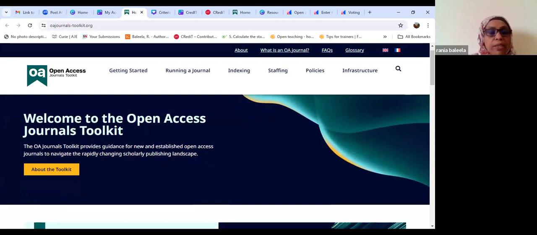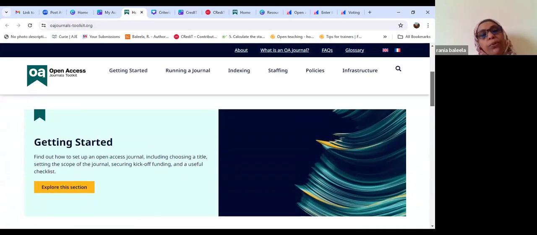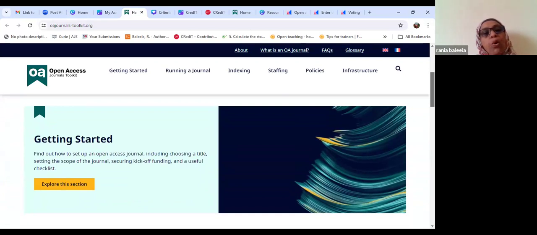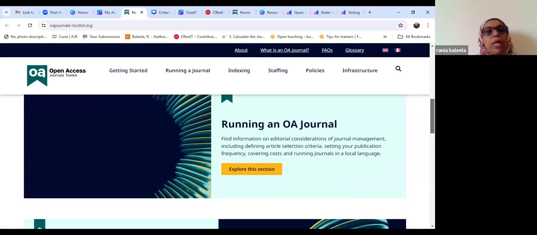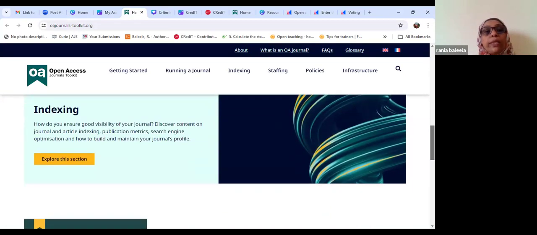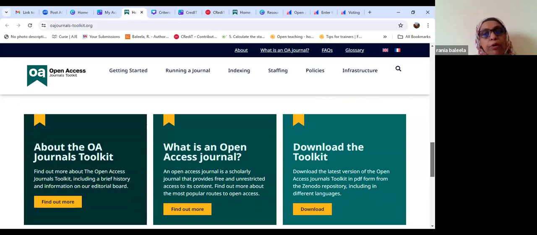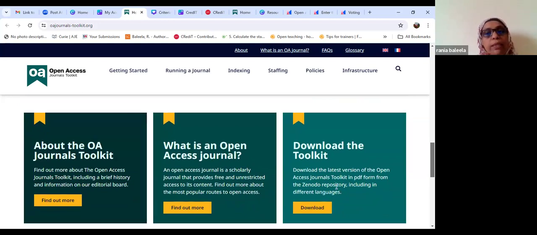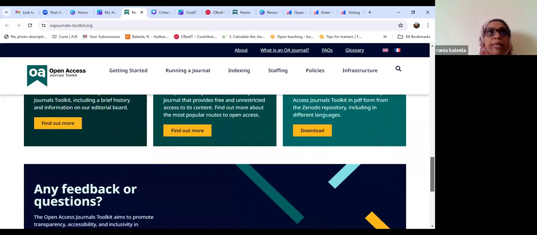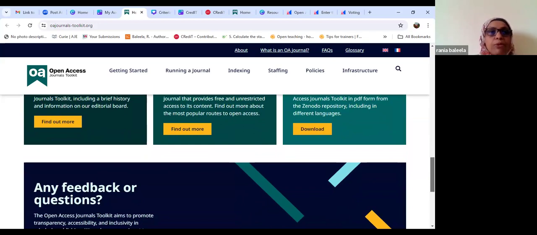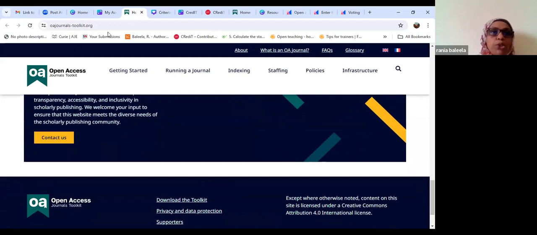It's the Open Access Journals toolkit by a Dutch firm. It takes you through the process of how you can explore starting an open access journal at your institution, for example, how to run it and how to index it, and gives you some idea about the platforms you can use. You can download the toolkit itself. This is basically for those of you who are interested in publishing an open access journal, not an article. So this is a tool you can use if you wish to do so.